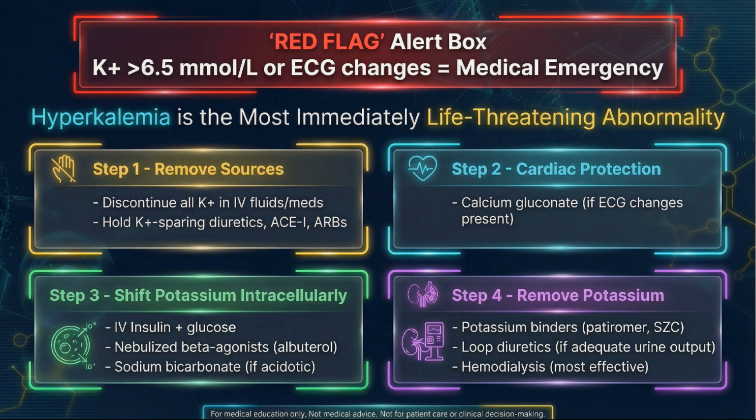Step 2 is cardiac protection. If there are any ECG changes, such as peaked T waves or a widened QRS complex, you must administer intravenous calcium gluconate immediately to stabilize the cardiac membrane.